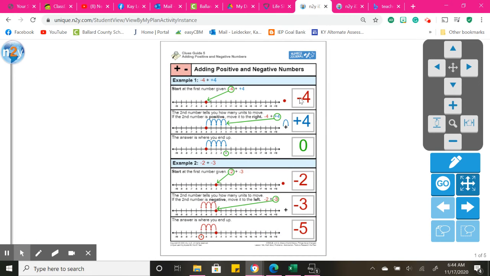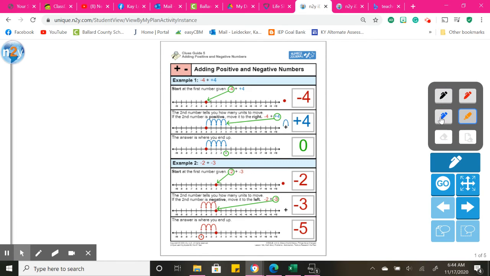So we have -4, and then we're going to add 4, which is going to go right on our number line. So it is shown right here. The answer is where you end up. So you end up on 0 here.